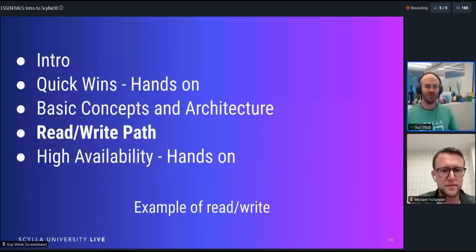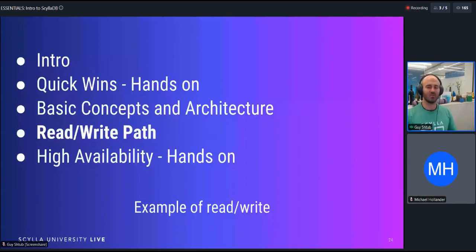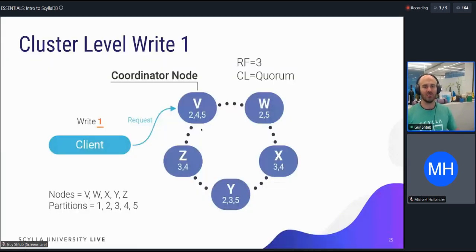I talked about the replication factor and the consistency level, but I know those concepts are a bit complex. So I want to show you an example just to show you how it actually works, and hopefully that will make it more clear. I'm going to show you a cluster level write, and this is what happens in ScyllaDB under the hood when we perform a write query, okay?